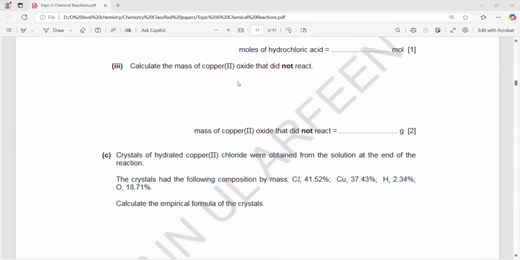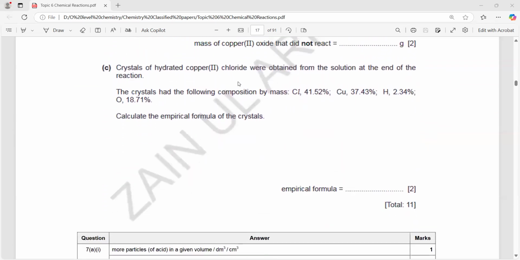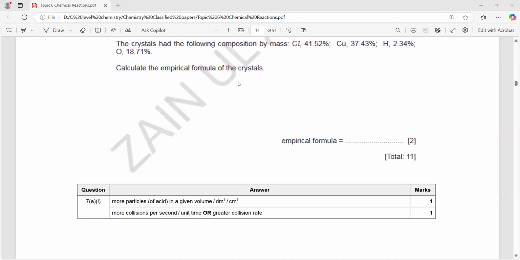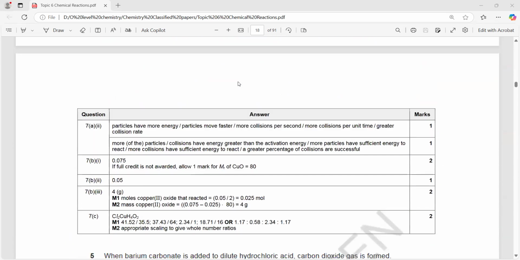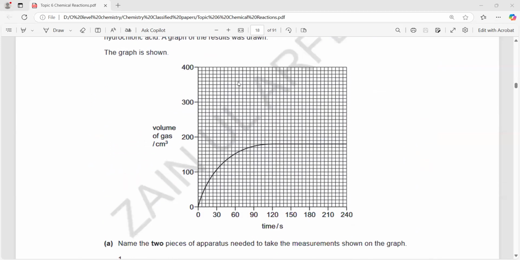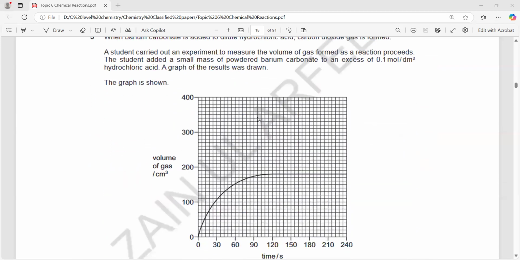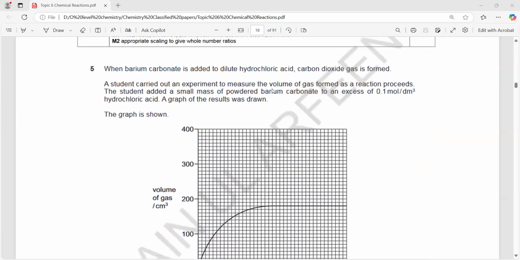Part B is actually related to the moles topic, empirical formula in moles. We'll move on to the next question, page 18. The reason why we skipped the remaining part is that it is related to the moles topic, as we'll do the moles.